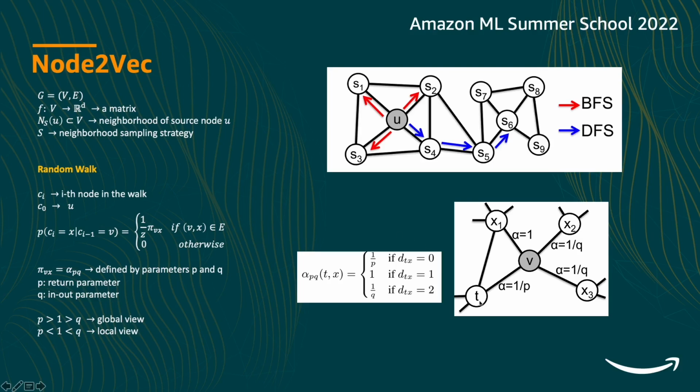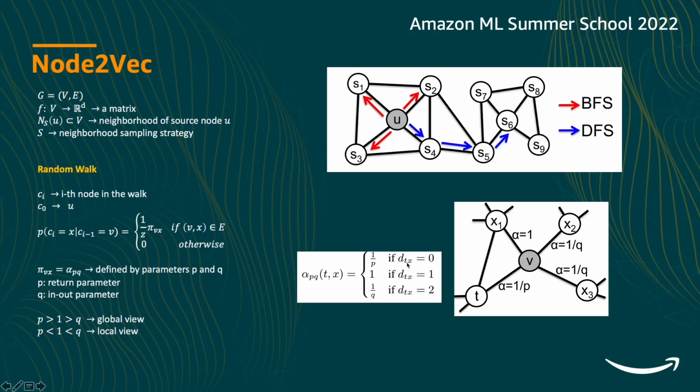In this figure, let's say we have just transitioned from node T to node V in the current walk. And from node V, now we are evaluating which node to transition to next. There are many different options. We can come back to T again, or we can go to X1 or X2 or X3. We make this transition according to the probability which is described here, and this probability pi of VX is the same as this alpha_pq here.